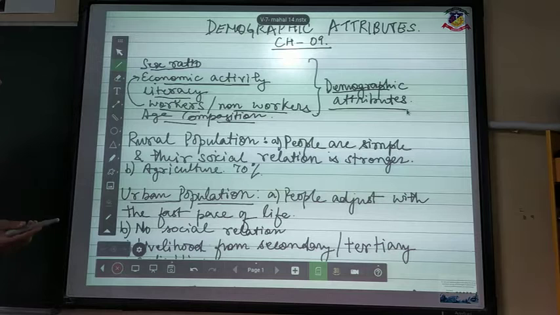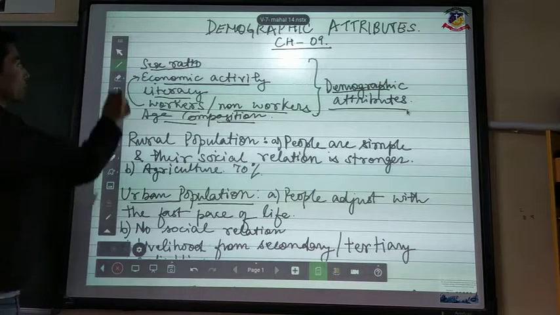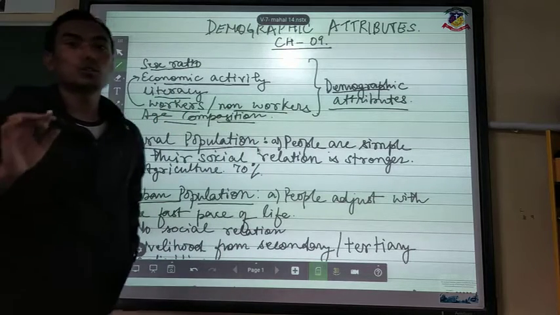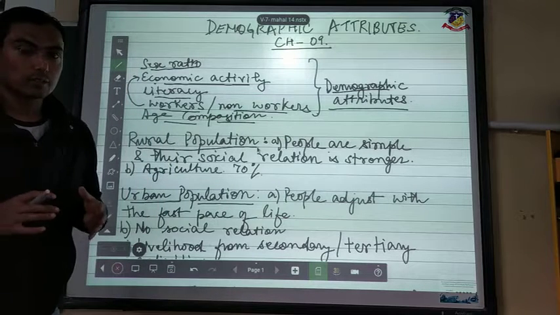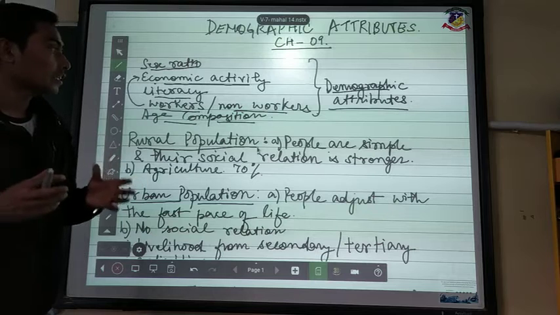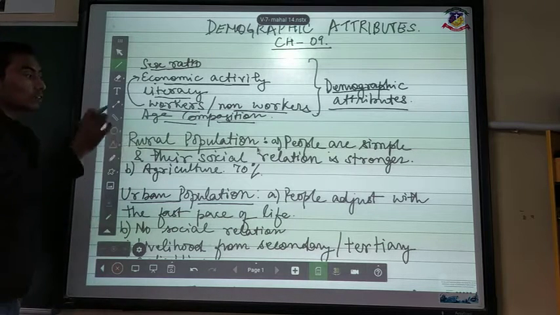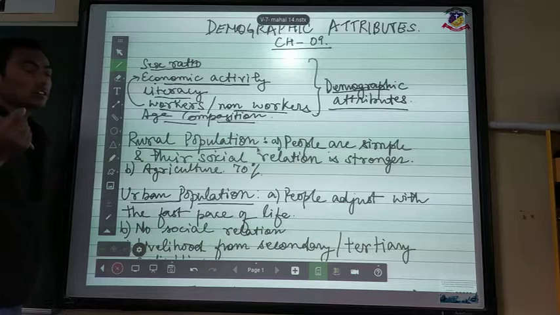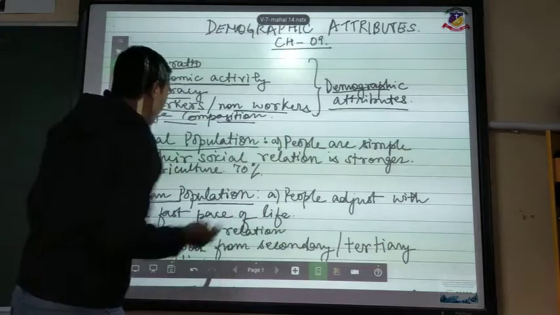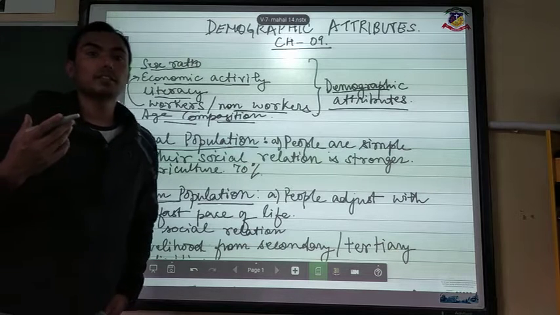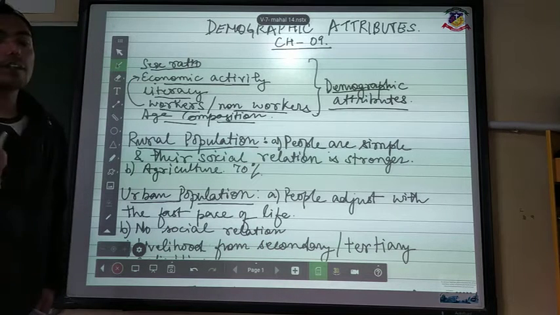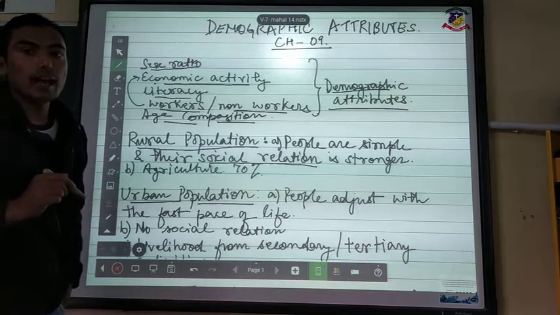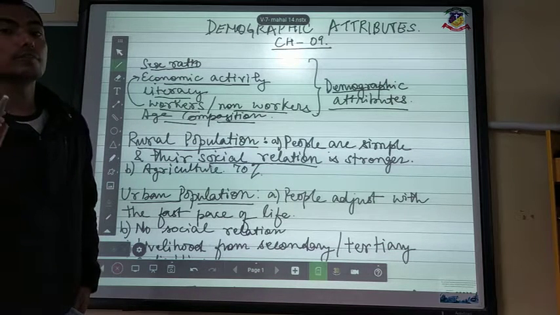Now, in demography there are 2 types of population. First is called rural population. Rural population means those people who are living in a village. Rural populations have some unique characteristics. The first characteristic is that people are very simple. Especially in the villages, the mentality of the people is very, very simple, and their social relation among the neighbors and within the society is very, very good.